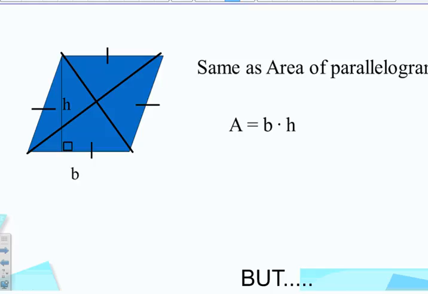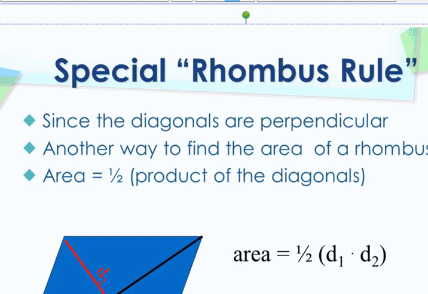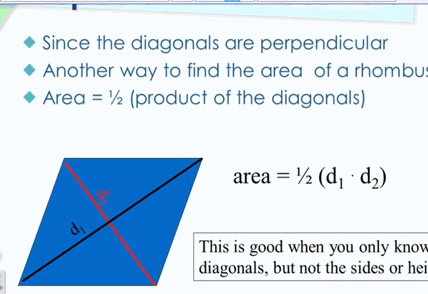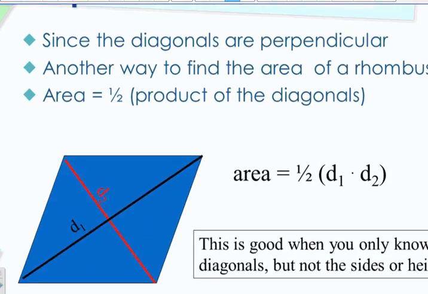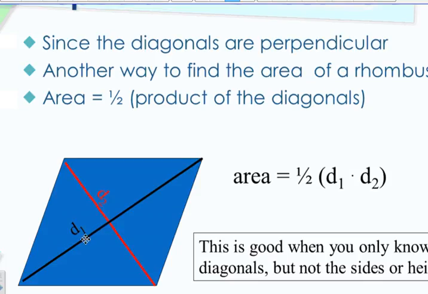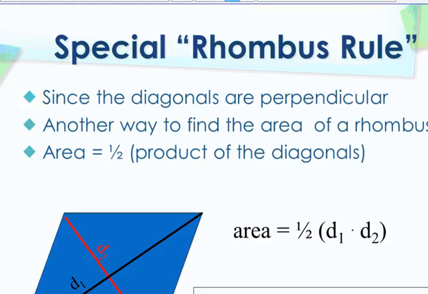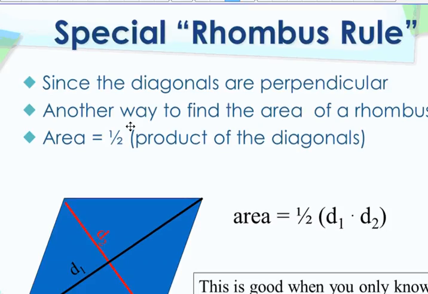However, sometimes they're going to trick you on your test. They won't give you the base or height, but they're going to give you the diagonal numbers. So here's what you're going to do. This is the special rhombus rule. Since diagonals are perpendicular, another way to find rhombus area is half the product of the diagonals. If you can, underline this part right here, this is a really important part.